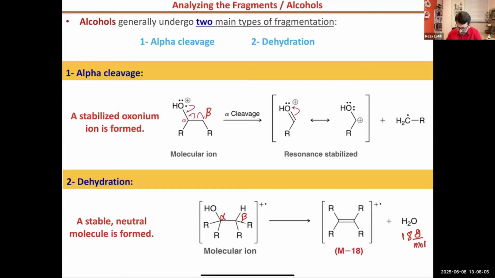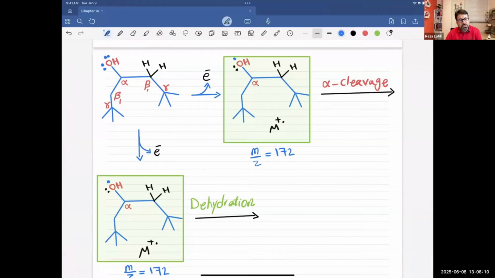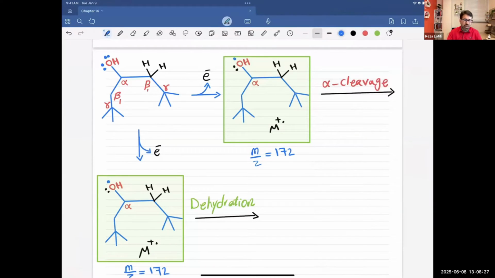Let's practice an example. Here we have one molecule, an alcohol, and as you see, we have two betas, and the betas are identical, and also we have gammas, and the gammas are again identical. Whenever you inject this molecule into a mass spectrometer, the first thing that's going to happen is it will be bombarded by a bunch of electrons, and we will get a radical cation. Again, I say radical cation, and I want you to look at the area that I'm going to highlight.